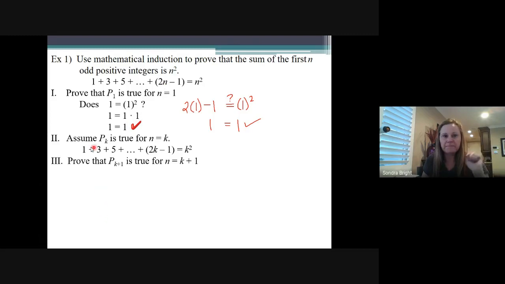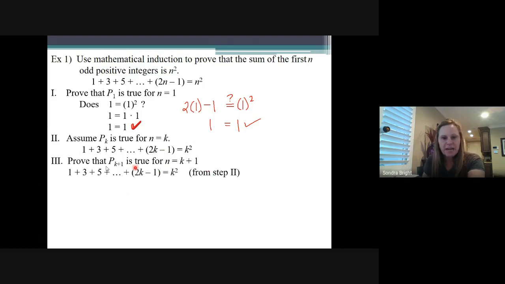Do not plug it in. Instead, you're going to start with statement 2 because we've assumed that this guy is true. And then we want to do things to that statement to end up with a conclusion that when n is k plus 1, then it's also true. So you do not plug in k plus 1 into n on step 3. You do plug k into n on step 2, but don't plug it into step 3.